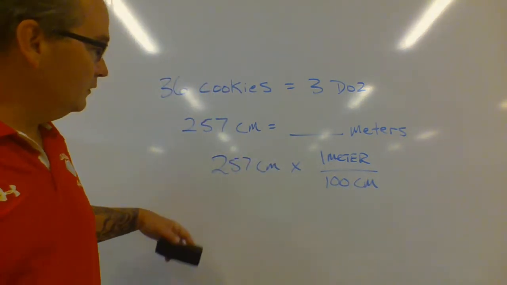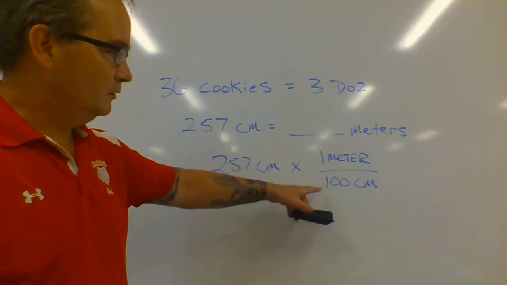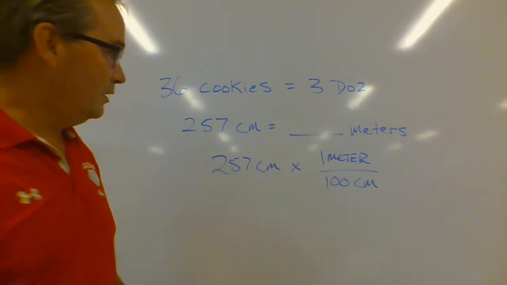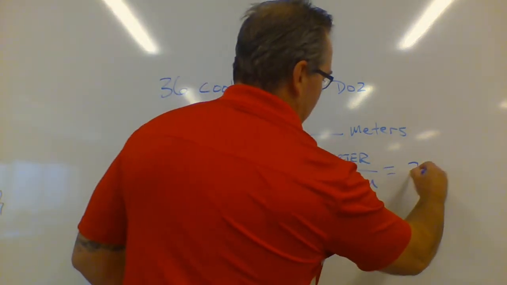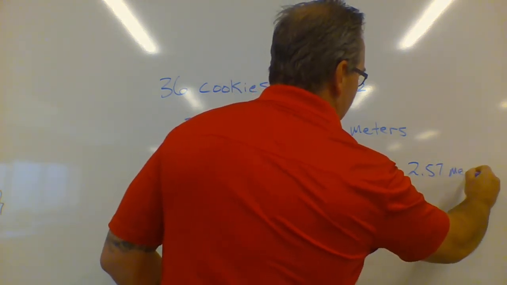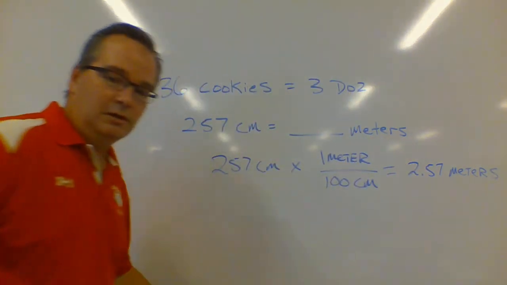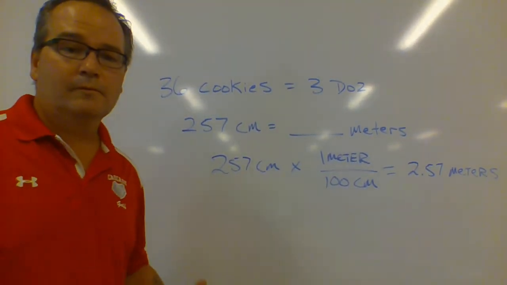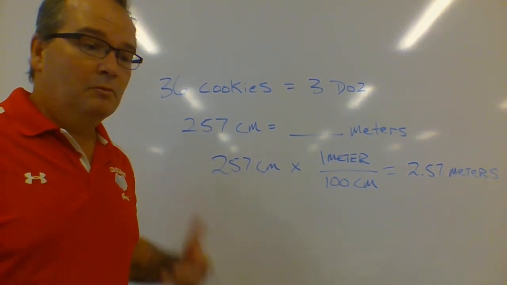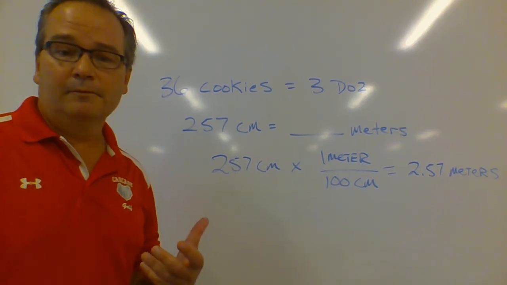Then all I have to do is take 257 times 1 divided by 100, or just 257 divided by 100, and I get 2.57 meters for an answer. And that's a skill that you're going to need to know in chemistry. We do a lot of problems. This one's very, very simple, but we do a lot of problems that involve dimensional analysis, especially later.